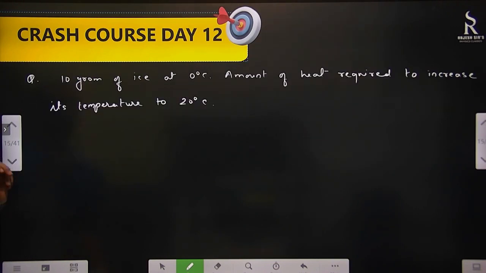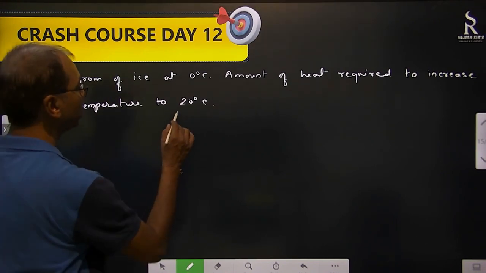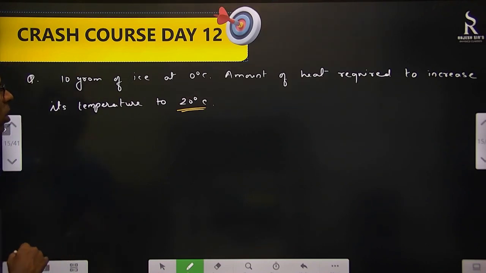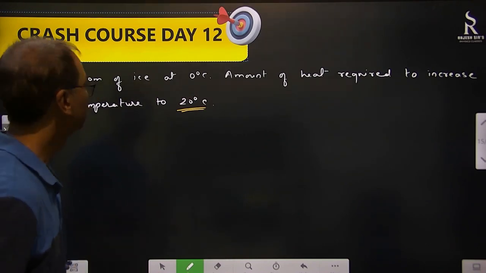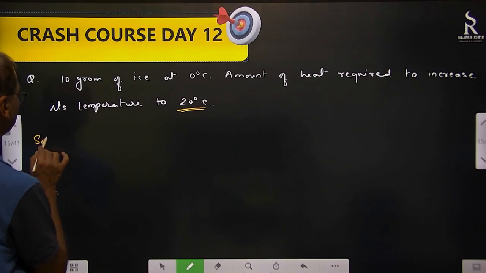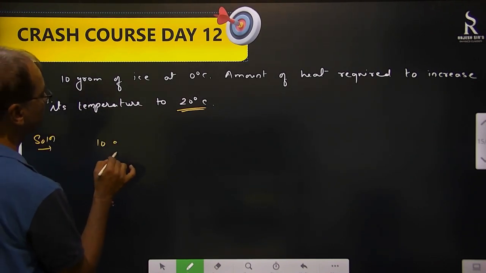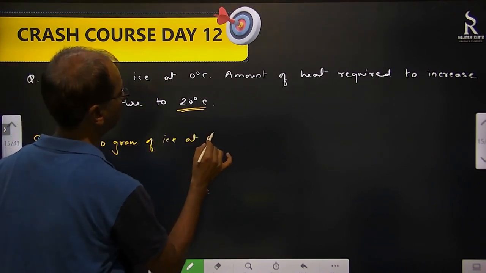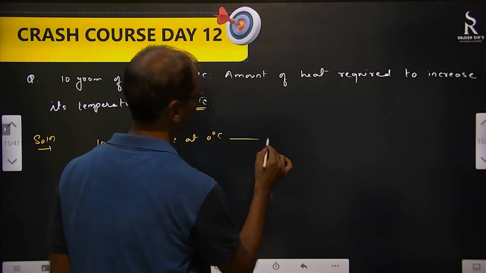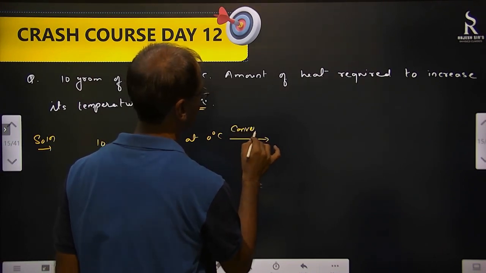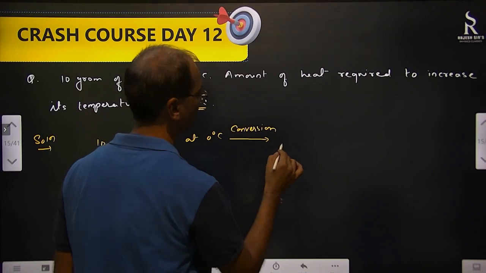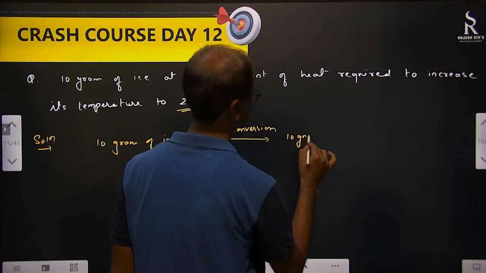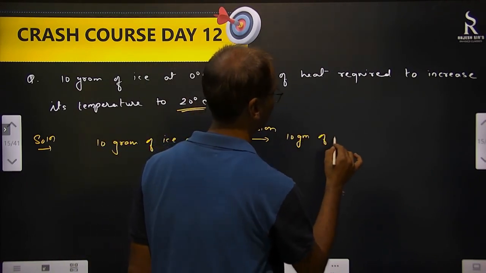Okay, fine. Then, now what? 10 gram of ice at 0 degree centigrade, amount of heat required to increase its temperature to 20 degree centigrade. 20 degree centigrade? How ice can be at 20 degree centigrade? Not possible. Okay, so what is going to happen first? Let's write 10 gram of ice at 0 degree centigrade, then conversion. What conversion? 10 gram of water at 0 degree centigrade.